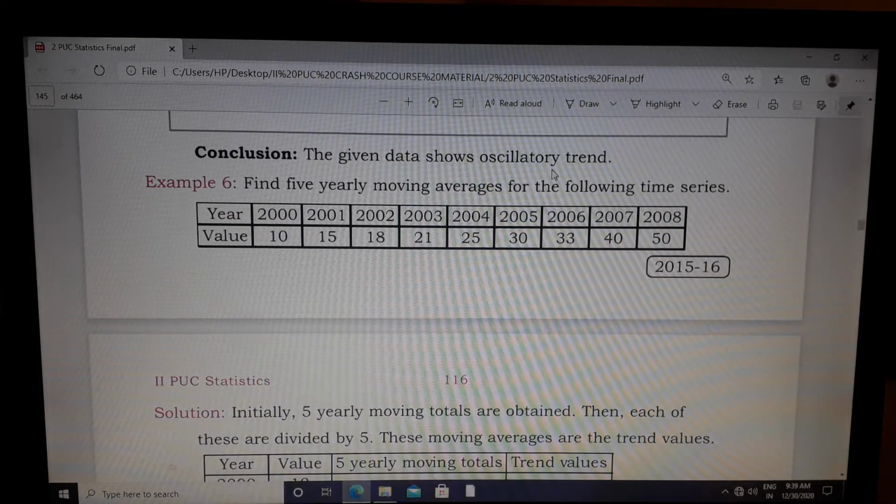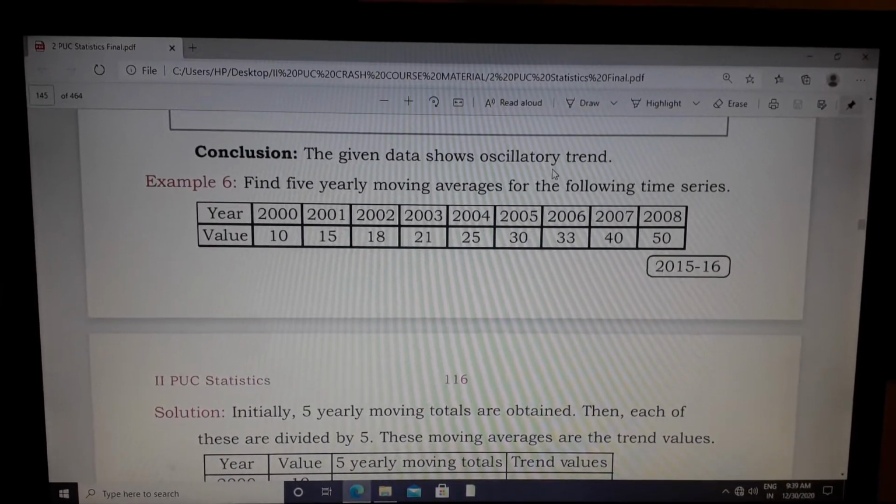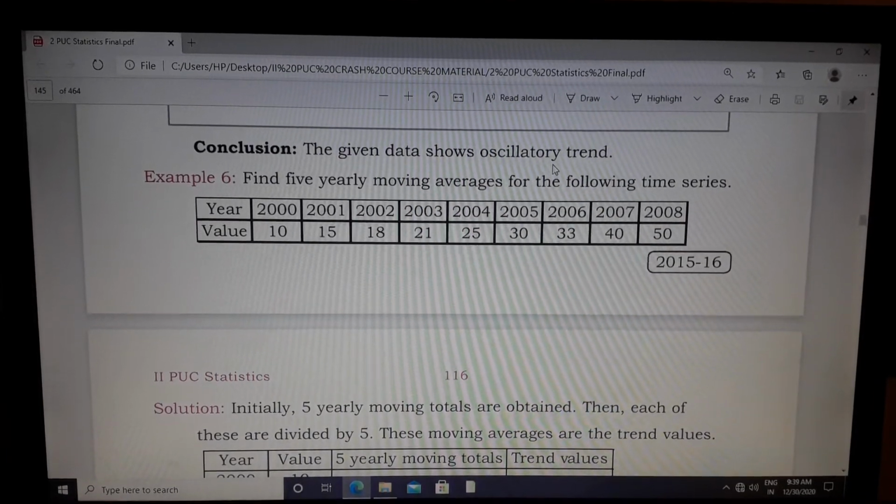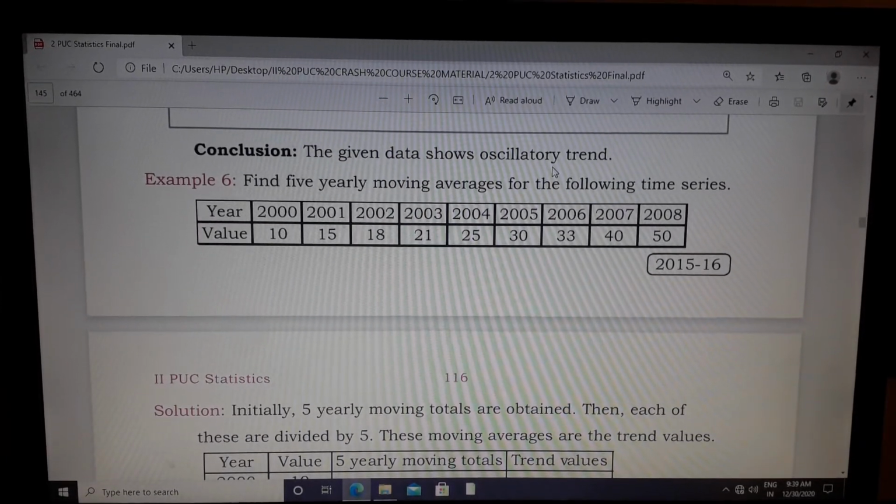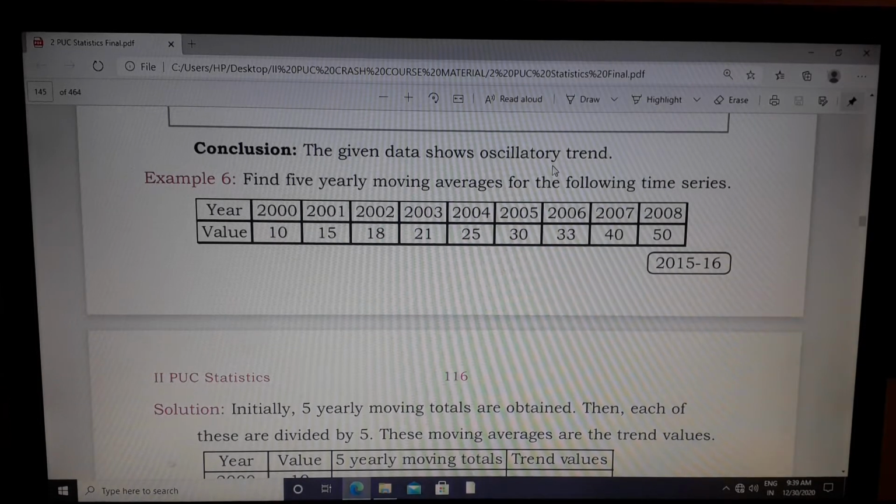Find 5 yearly moving averages for the following time series. Years 2001, 2, 3, 4, 5, 6 and so on up to 9. Values 10, 15, 18, 21, 25, 30, 33, 40, 50.